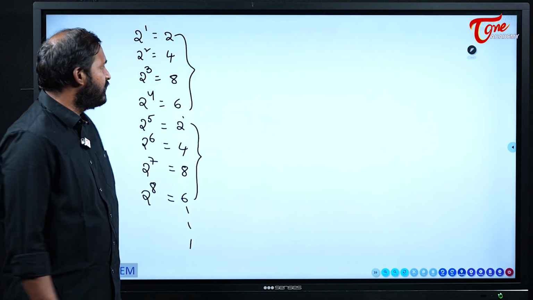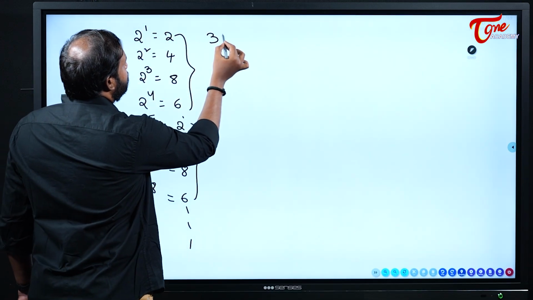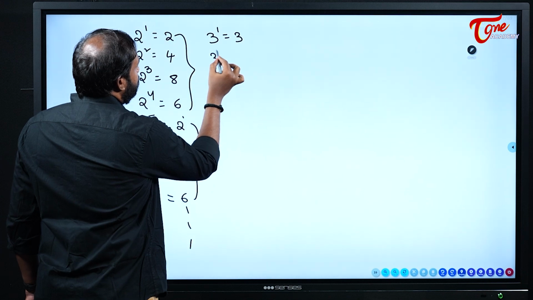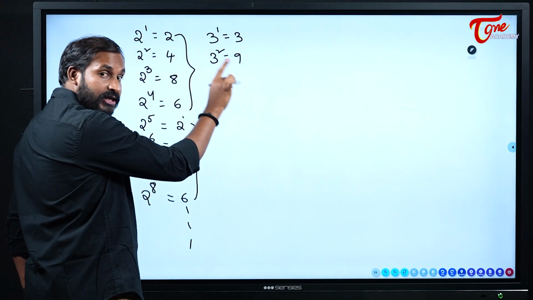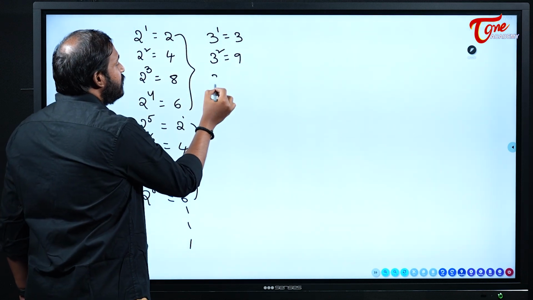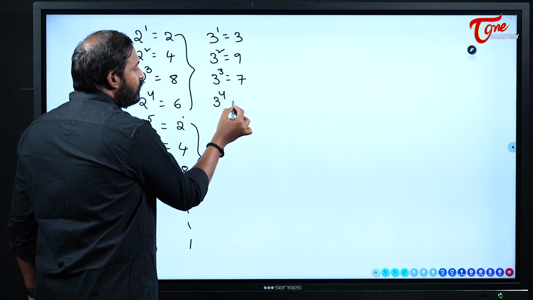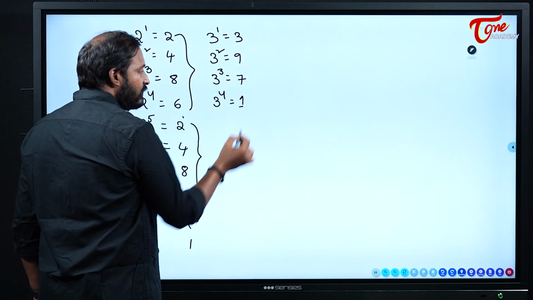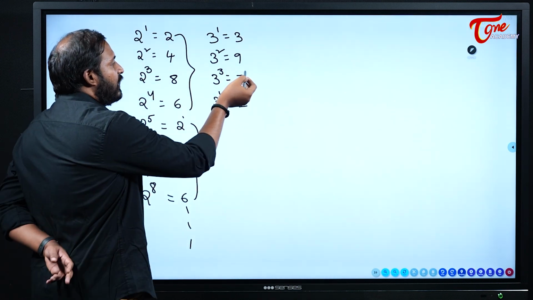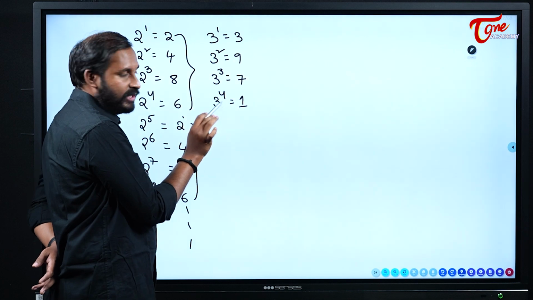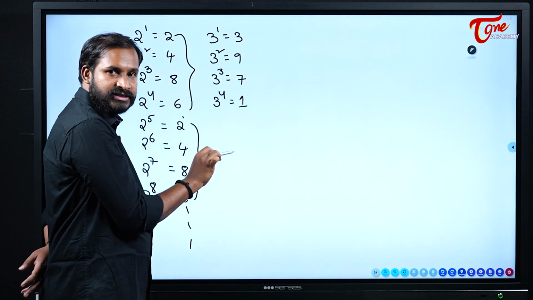Next, similarly, I will check the powers of 3. 3 to the power of 1 is 3. 3 square is 9; I am writing only the units digit. 3 cube is 27, but the units digit is 7. 3 to the power of 4 is 81, but the units digit is 1. Or else you can write in this manner also: 9 3s are 27, units digit 7. Next, 7 3s are 21, units digit is 1.